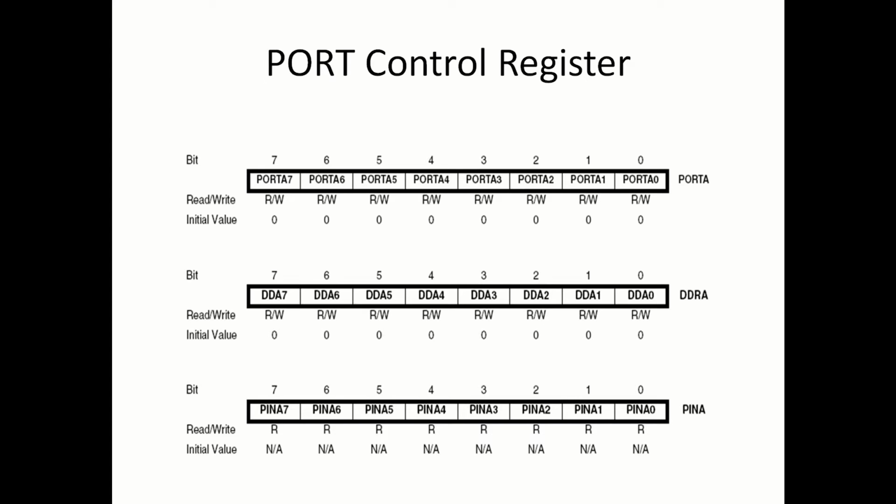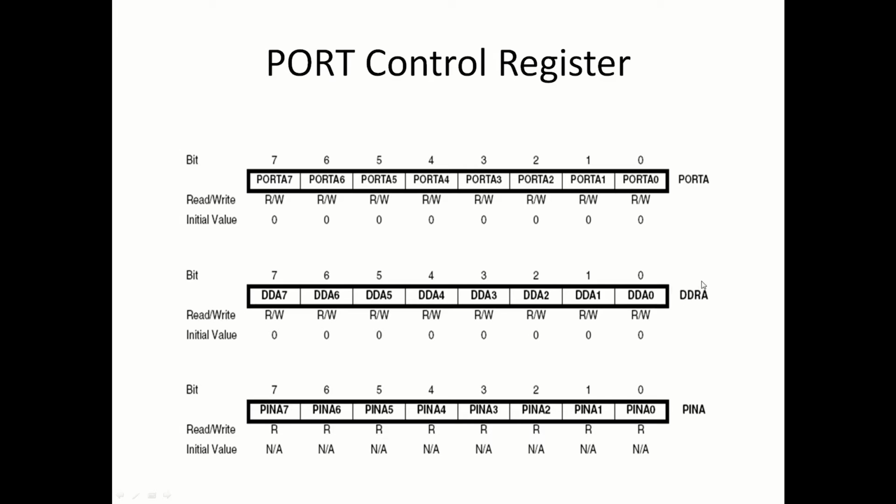So to repeat, the data direction register will decide the direction of the port, whether it is output or input. The PORT A register will decide whether the data is high or low. The PIN A register will decide whether whatever is the data on the pins is high or low. That means PIN A is to read the port, PORT A is to write the port, and DDRA is the configuration, whether the port is output or input.